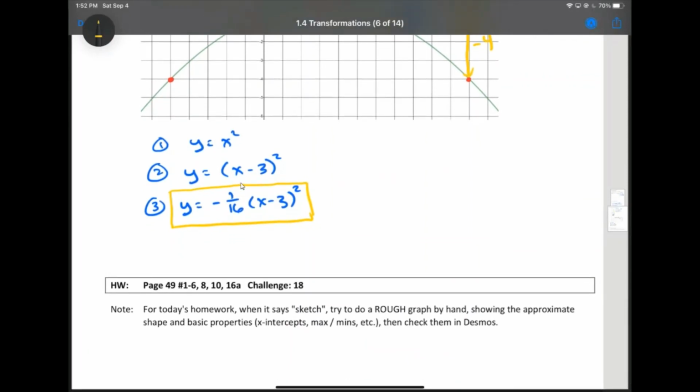Now, I will point out that the homework questions say sketch. I want you to do an extremely rough sketch. That doesn't mean you need fully numbered axes. They don't need to be done on grid paper and pretty with a ruler. Just do a rough sketch. I want you to see if you can predict the approximate shape and location of the graph. That's it. Once you've got it in your head, you've sketched it out really super quickly, then go into Desmos and verify that it is correct.